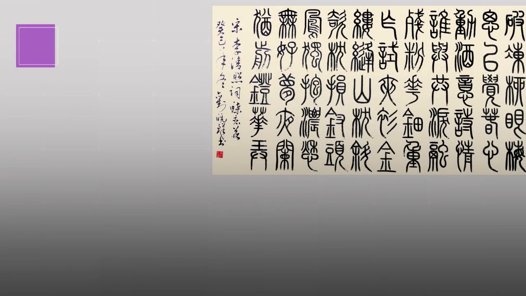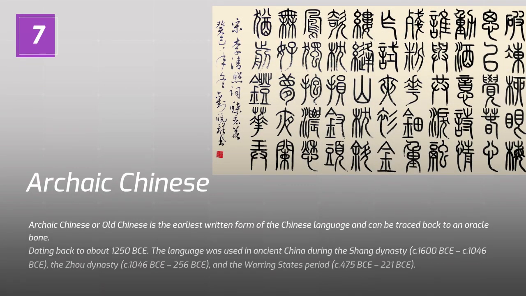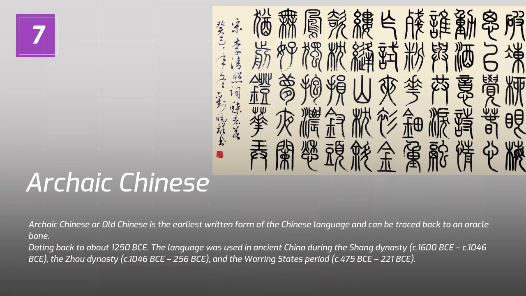Number 7. Archaic Chinese. Archaic Chinese, or Old Chinese, is the earliest written form of the Chinese language, and can be traced back to an oracle bone, dating back to about 1250 BCE. The language was used in ancient China during the Shang dynasty, the Zhou dynasty, and the Warring States period.